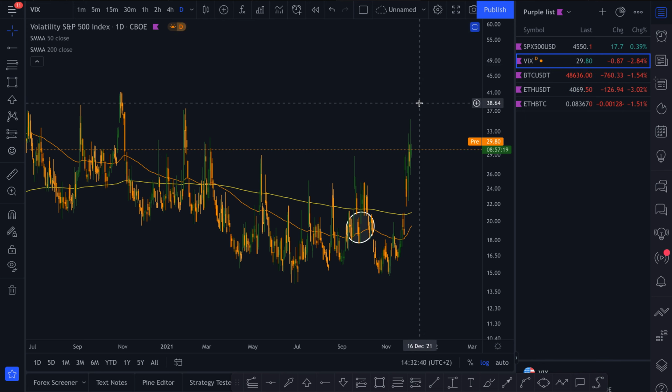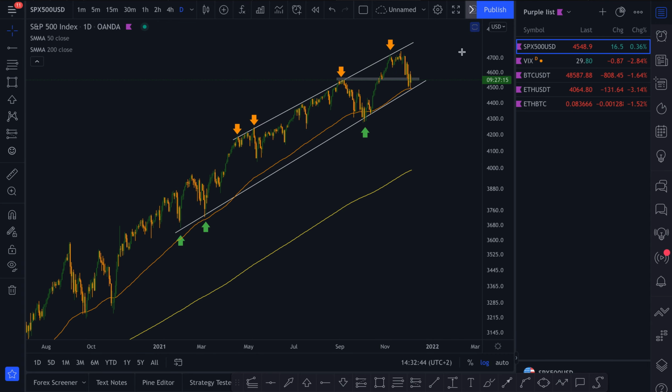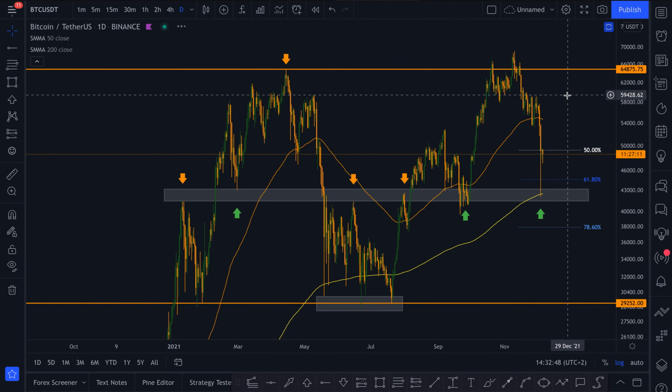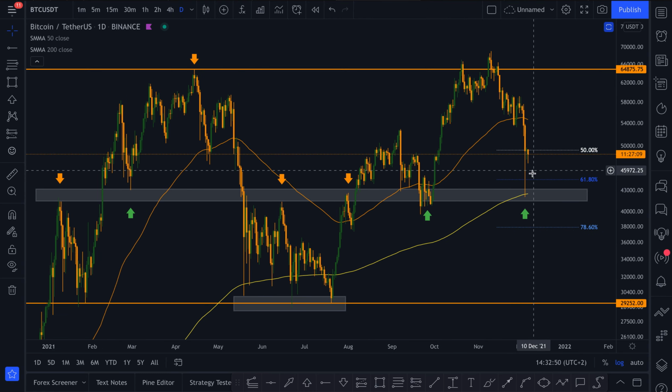So the lowest risk and highest reward play is to play on the SPX for the long term, or obviously cryptocurrencies for the long term as well. So right now we're looking at Bitcoin's chart. We saw a sell-off, but we are finding huge support at the 42K mark.